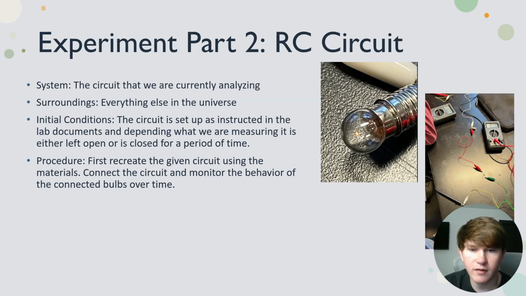For the second part of the experiment, the RC circuit, the system and the surroundings were the same as the first part, where the circuit we are currently analyzing is the system, and the surroundings is everything else in the universe. The initial conditions are also the same. We essentially just set up a circuit that was shown in the lab documents using real-world light bulbs and resistors.